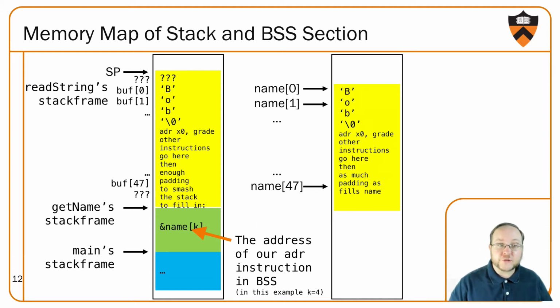And the call to readString is the last thing in getName, so it's done too. GetName restores x30 from its stack and returns. But because of what we've done, instead of returning back to main, the program counter gets set to the name array in the BSS section, where we begin to execute our injected code and earn our A. You'll cover this attack in more detail in your final precept.